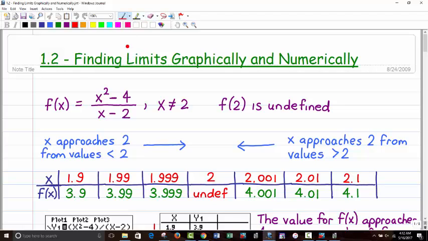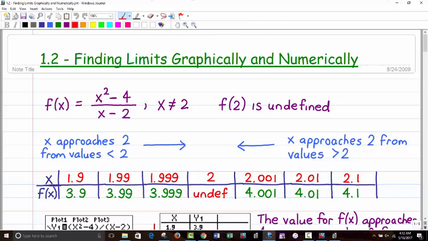All right, this video is based on the section on finding limits graphically and numerically. So the first thing we're going to do is work our way to explaining what a limit actually is, and then we'll see how to handle them graphically and numerically.